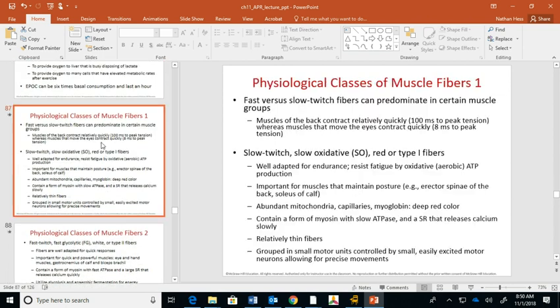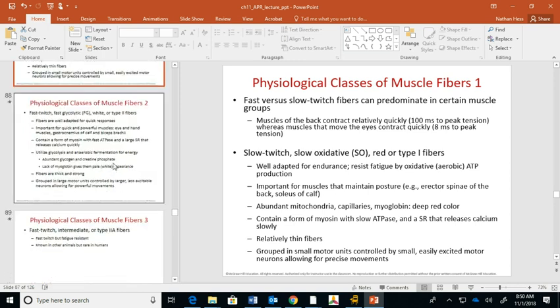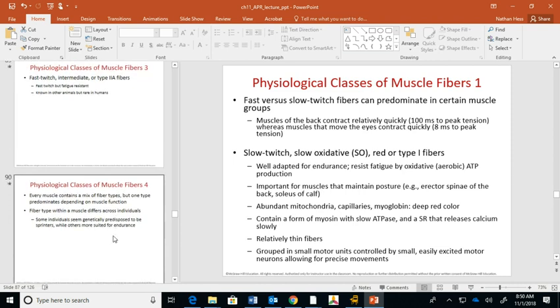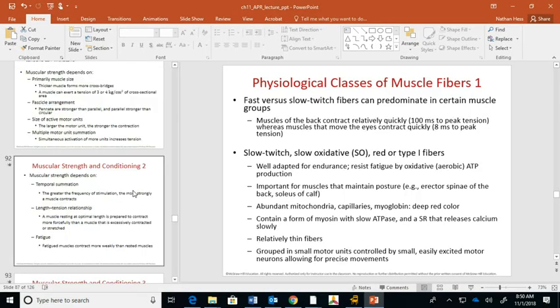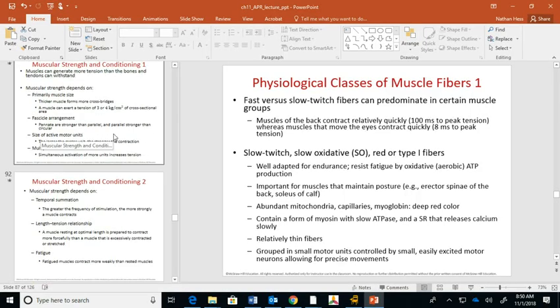There's this whole section in your textbook about fast twitch versus slow twitch. I decided just to kind of go past that. The point is that some muscles will contract quicker, some will contract slower. The quicker ones tend to go for shorter periods of time, the slower ones go for longer periods of time. Not super important in my humble opinion.